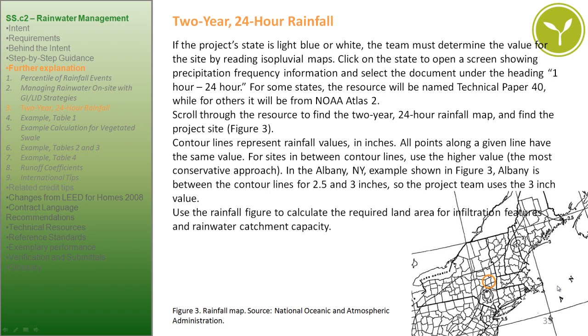See Figure 3. Contour lines represent rainfall values in inches. All points along a given line have the same value. For sites in between contour lines, use the higher value, the most conservative approach. In the Albany, New York, example shown in Figure 3, Albany is between the contour lines for 2.5 and 3 inches, so the project team uses the 3-inch value. Use the rainfall figure to calculate the required land area for infiltration features and rainwater catchment capacity. Figure 3. Rainfall map. Source: National Oceanic and Atmospheric Administration.